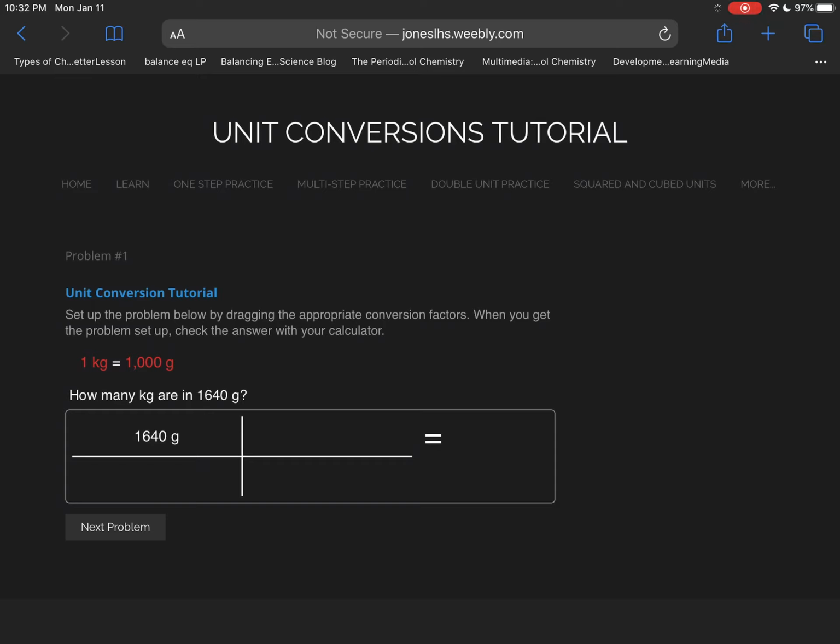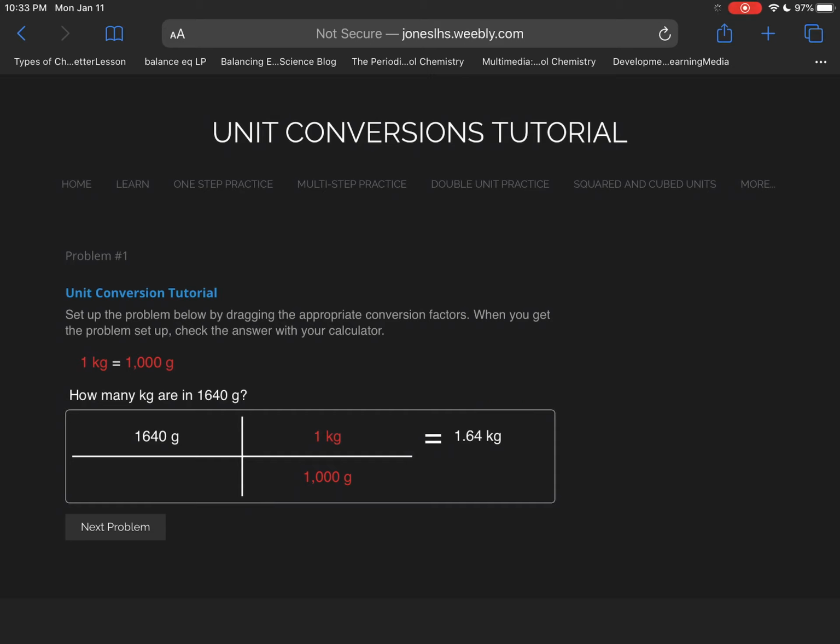So let's look. I have grams on top. So I want to find, where's my grams? Here's my grams. I'm going to move that to the bottom. Notice how it told me I was correct. Okay, so that's good. So what's equal to 1,000 grams? 1 kilogram. And then look, it solved my problem for me.